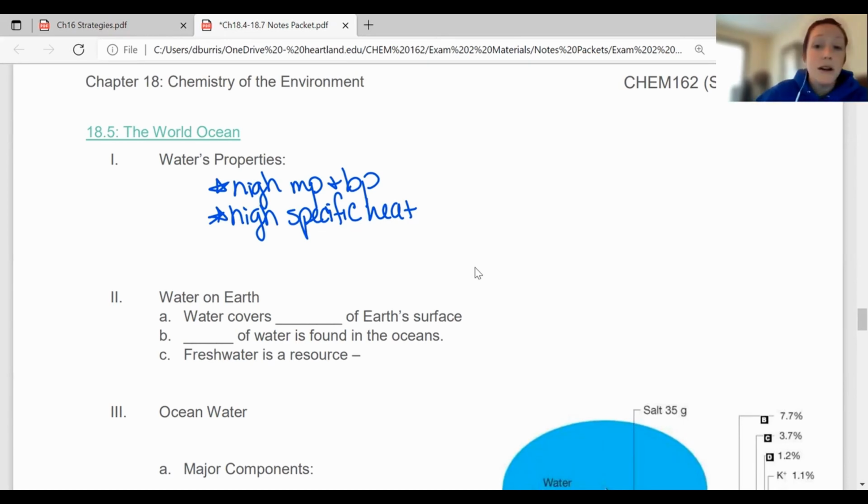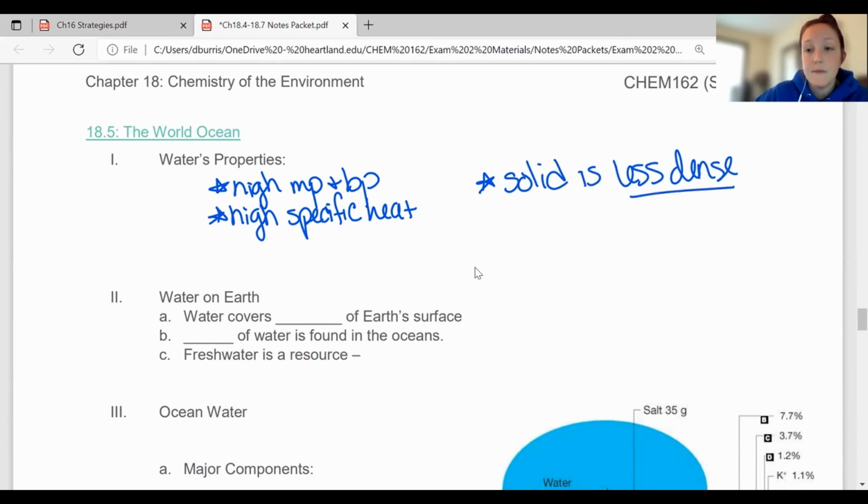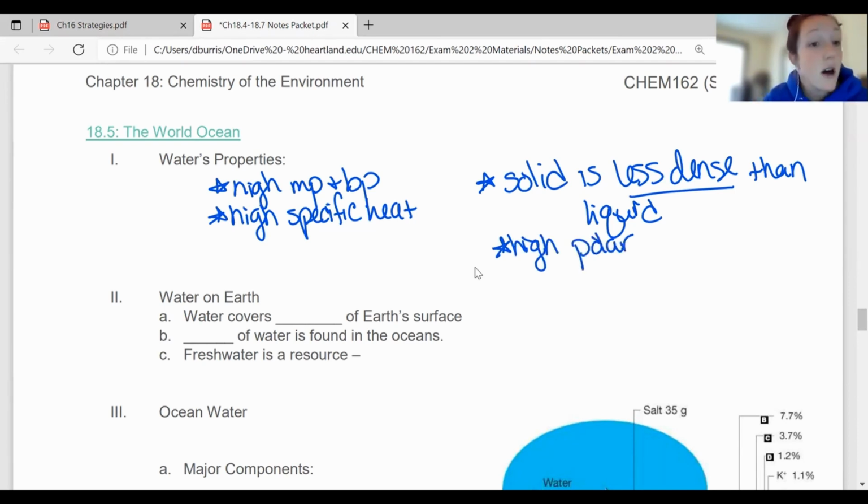It's also, and this is atypical, its solid is less dense than its liquid. Solid is less dense than liquid, and that's why ice floats. Most things, as they become solid, get closer together and more dense, and that is not the case for water. And it is also very polar. That's why chemists like it, because it can dissolve all of those polar and ionic things. So these are the properties that are really important for us on Earth.